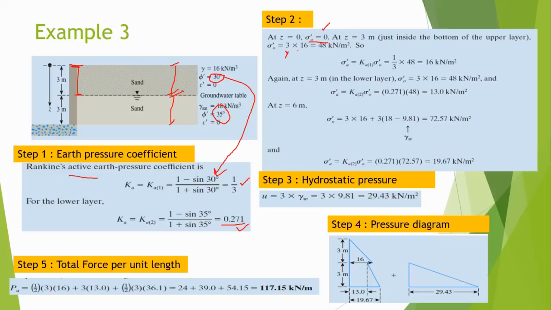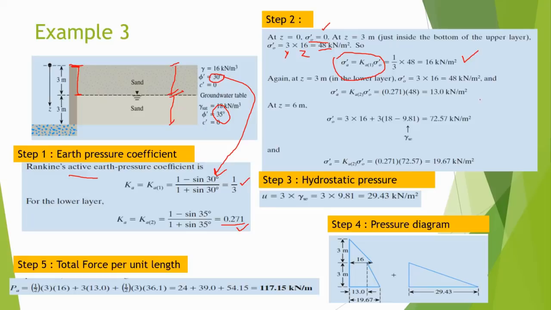So, unit weight untuk ni ialah 16, okay? Z is a 3. So, you can get 48, okay? So, you substitute on this formula, okay? For this horizontal is a vertical. Kita kira vertical ni kan? Vertical ni ialah 48. So, substitute 48. And the coefficient for the upper layer, make sure upper layer is 1/3. Okay, you can get 16. Settle.